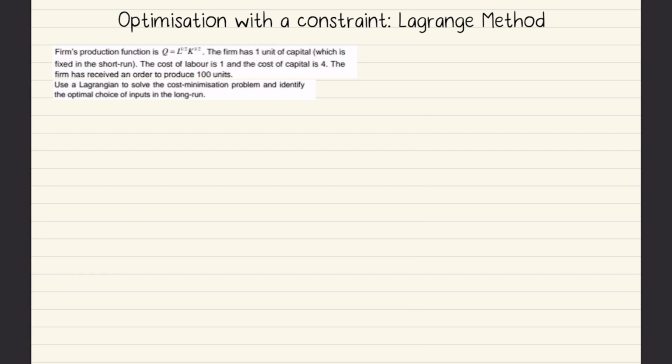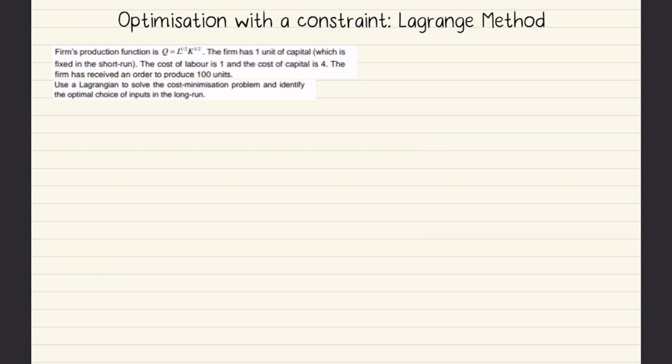So I have a question here which says the firm's production function is Q equals square root of L multiplied by square root of K. The firm has a unit of capital which is fixed in the short run, but it's not really applied to us in this case because we're trying to find it in the long run. So capital is variable, and the cost of labor is 1, and the cost of capital is 4. And the firm has received an order to produce 100 units. So use the Lagrangian to solve the cost minimization problem and identify the optimal choice of inputs in the long run.